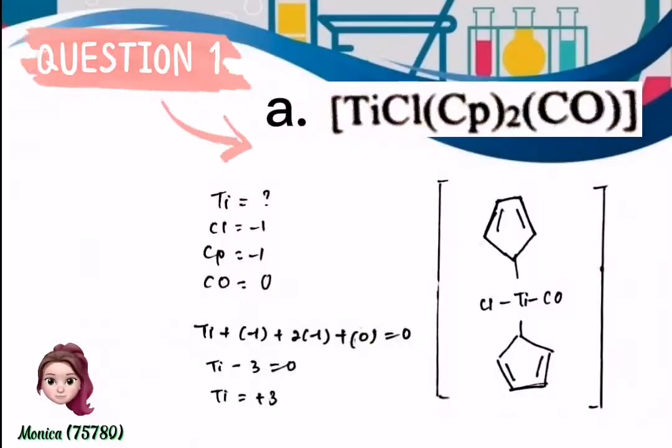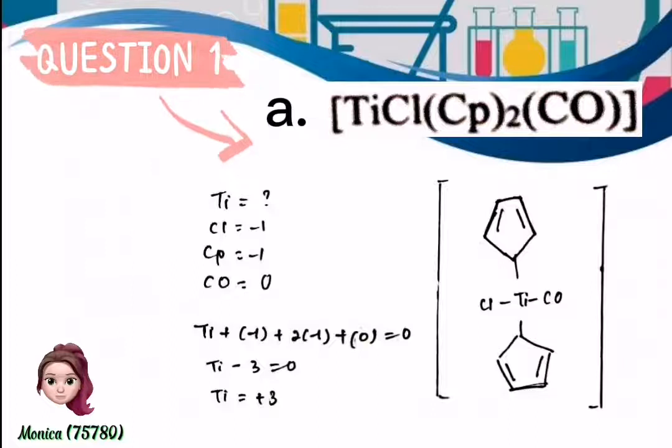Question 1, before we start with drawing the structure, we need to find the oxidation state of the metal center, and we have to list down all the charges of the ligands. So for question 1a, list down the ligands as below. Since we want to find the oxidation state of titanium, we leave it unknown.